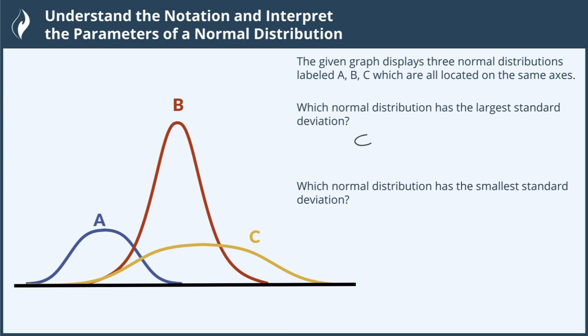Which normal distribution has the smallest standard deviation? It looks like B would have the smallest because it looks like the low part of the curve is closer together. It looks like they're closer to the center of it. It's higher in the middle here. So it looks like less variability in my set of data. So I would say that this one has the smallest standard deviation.